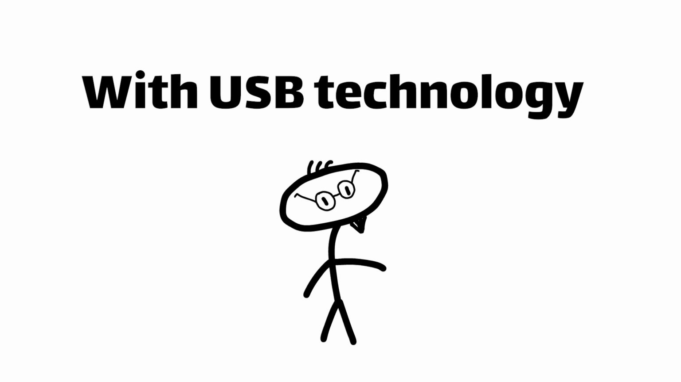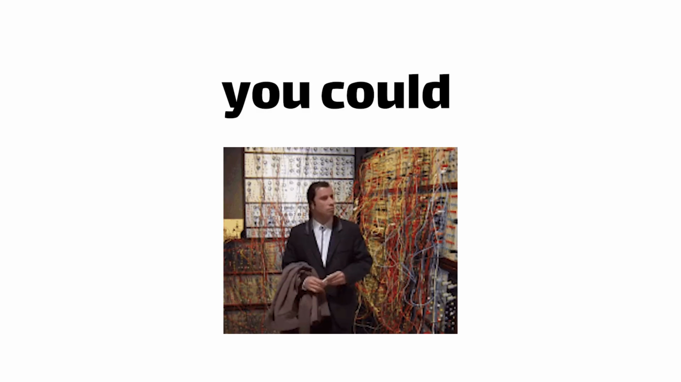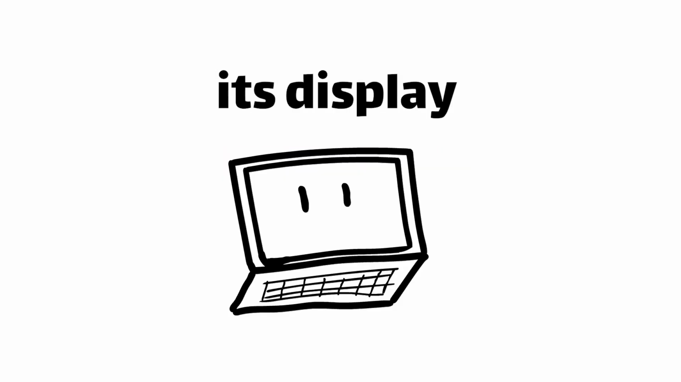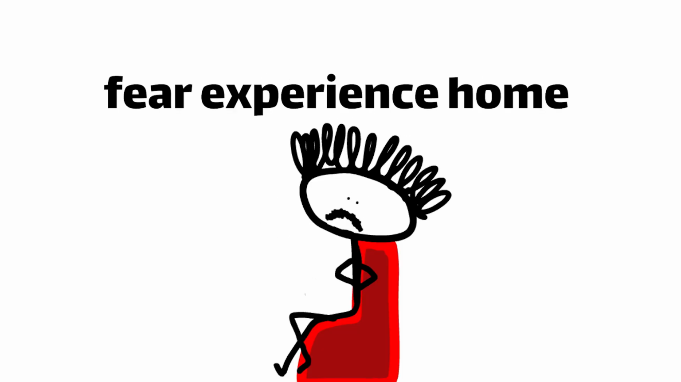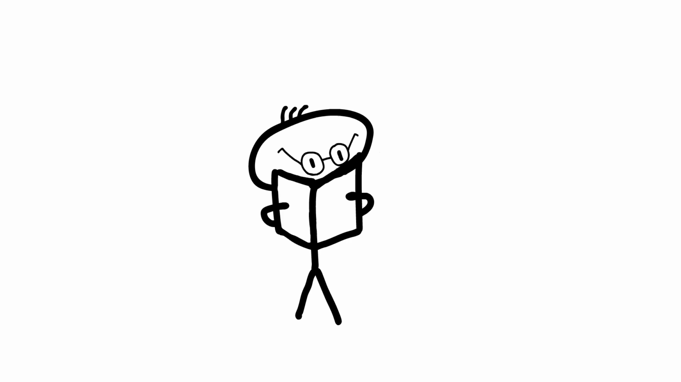With USB technology integrating things like Wi-Fi, Bluetooth, and even 5G, you could ditch those clunky cables entirely. Your Ultrabook could beam its display wirelessly to any screen, or your smart speaker can sync with your TV for an immersive theater experience at home. All with the tap of a button. You know, if tech bending was a thing, I imagine this is pretty close to it.